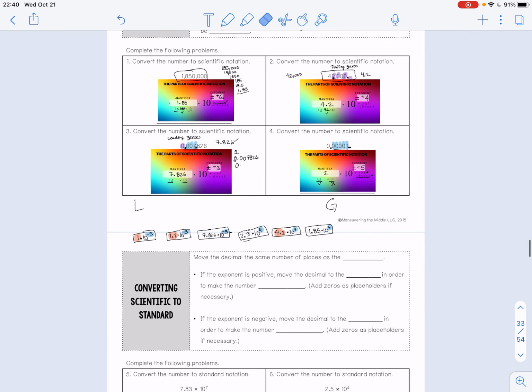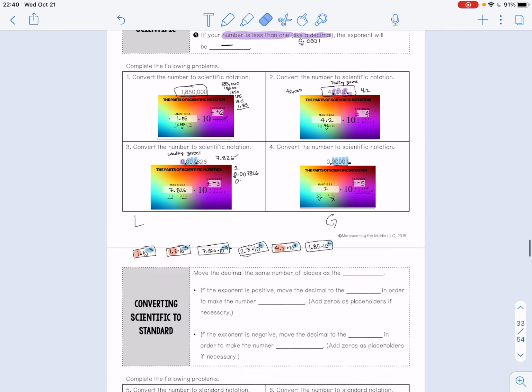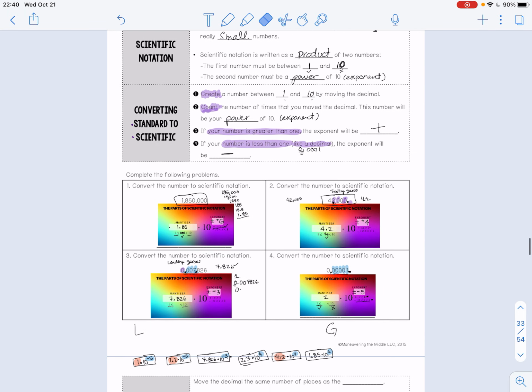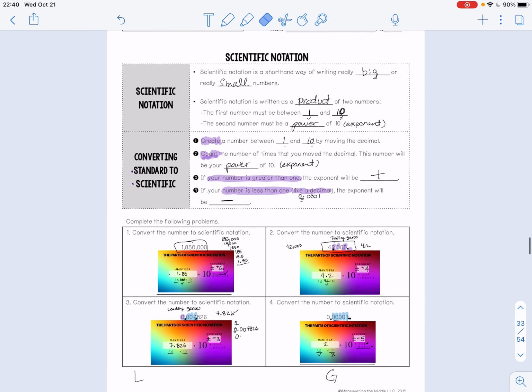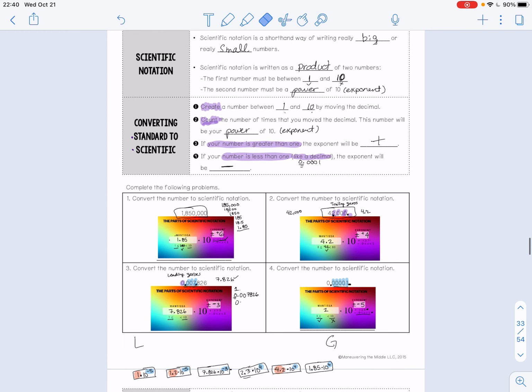Okay, so that's going to take care of putting numbers into scientific notation, and that should let you at least get started on stuff so that we can use class time more as getting help on different ones.